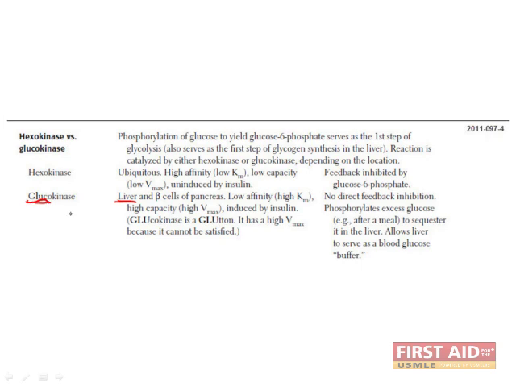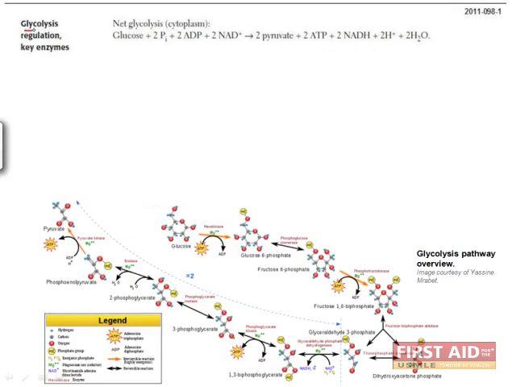The net reaction of glycolysis takes place in the cytoplasm without the requirement of oxygen, and is shown by this reaction here. You start with glucose, 2 inorganic phosphates and 2 ADP, as well as 2 NAD, and end up with 2 pyruvates, 2 ATP, 2 NADH, 2 hydrogens, and 2 waters. The important parts are that you need 1 glucose to make 2 pyruvates and 2 ATP, and in the process, 2 NAD molecules get reduced to 2 NADH molecules.